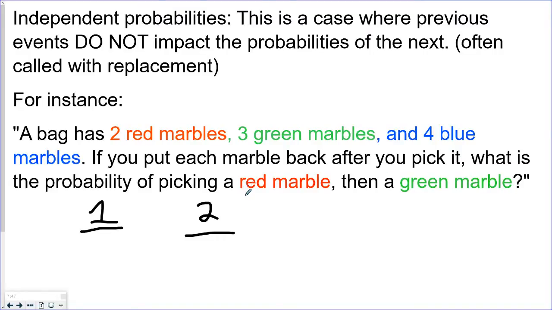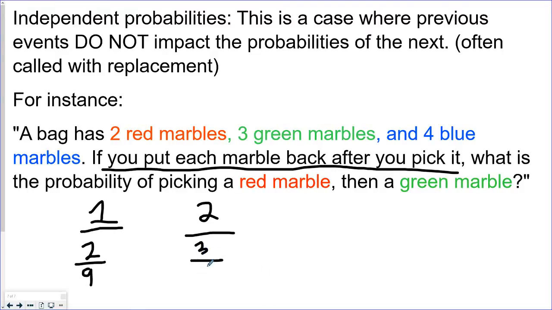What's the chance of you getting a red? Well, still 2/9. Now it says here, I'm going to put that back. And what's the chance of me getting a green? Well, in this case, it'd be 3/9. Because there are still 9 marbles in there because I haven't held one back yet. I put the marble I picked back in the bag, so I reset the situation. So now there are still 9 marbles in the bag. 3 of them are green, so it's still 3/9.